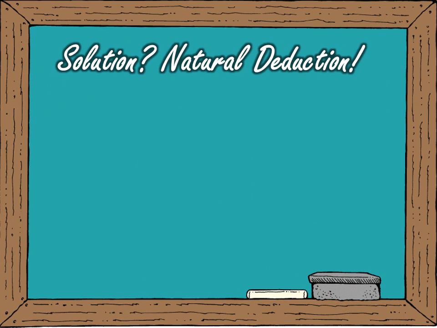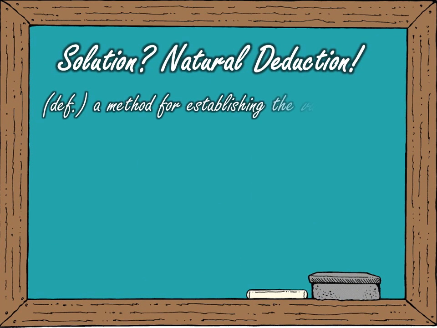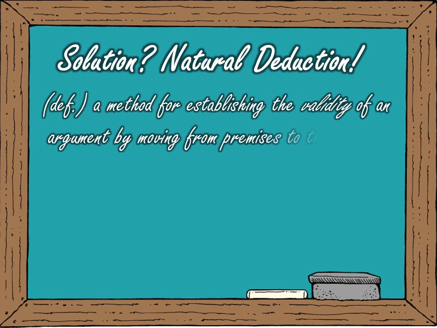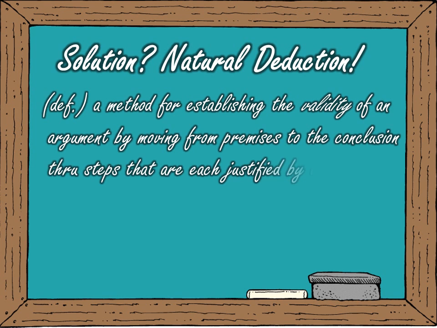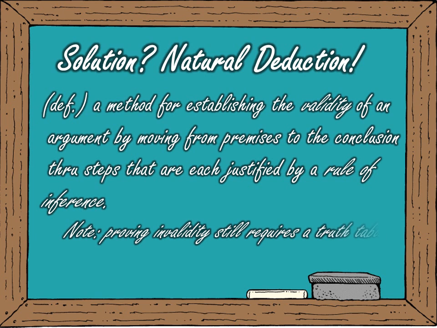Now, what is natural deduction? Natural deduction is a method for establishing validity of an argument by moving from premises to conclusions through steps. And the steps in the proof are going to be justified by rules of inference. We're going to study 2 broad categories of rules of inference. Notice, we're still going to need truth tables to prove invalidity of arguments, and sometimes indirect truth tables are the best way to go for that. But to prove an argument valid, natural deduction is the way to go.